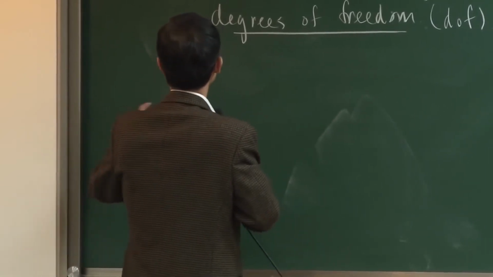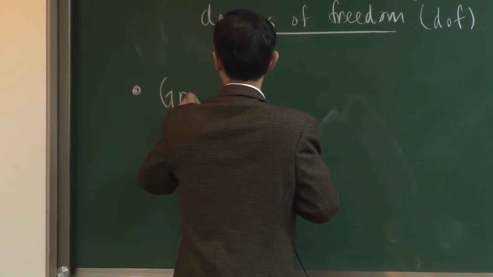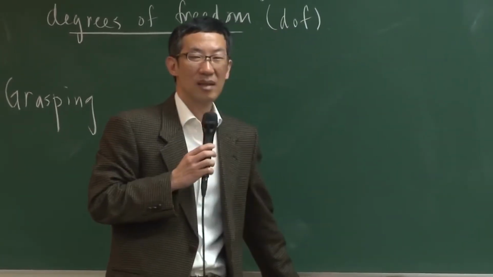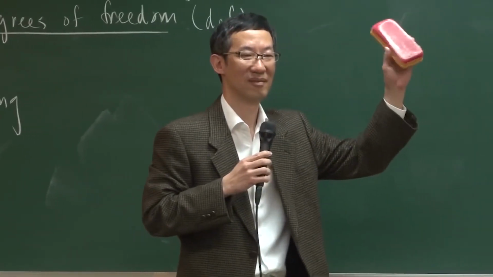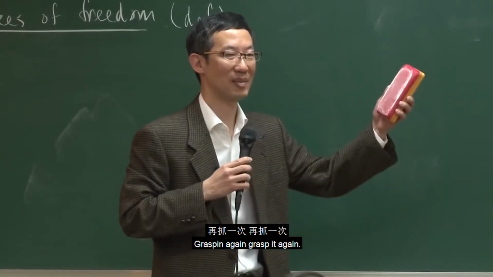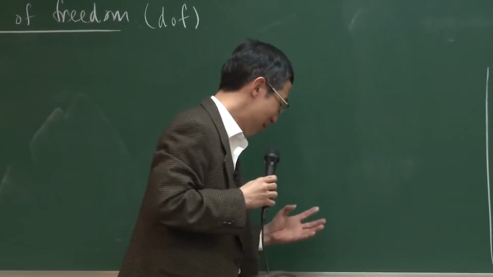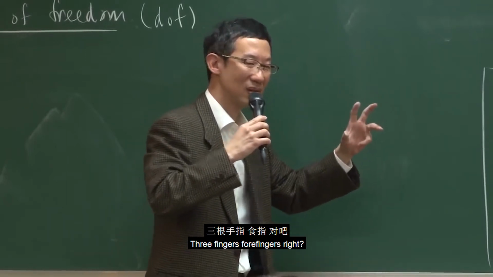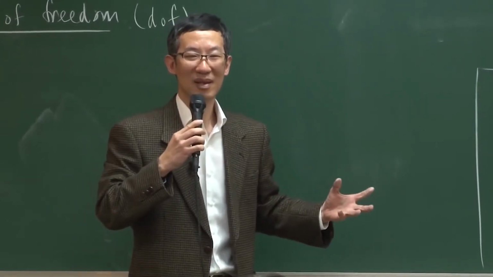The second topic relates to grasping. Now, when we grasp an object, we don't think about it. Grasp it, grasp it again, grasp it again. We don't think, my God, where am I going to put my fingers? Should I use 2 fingers, 3 fingers, 4 fingers? Unfortunately, a robot has to think about all these things.